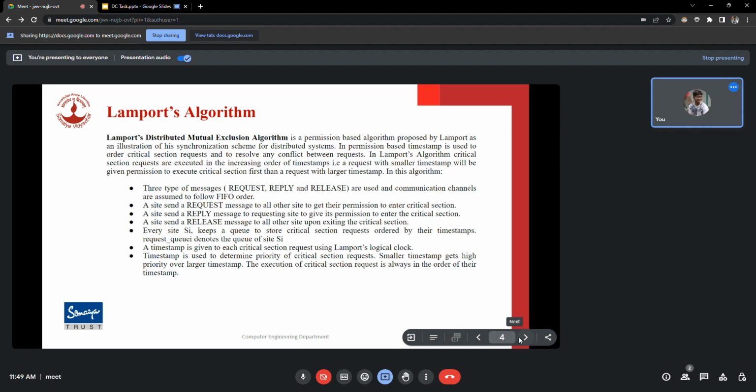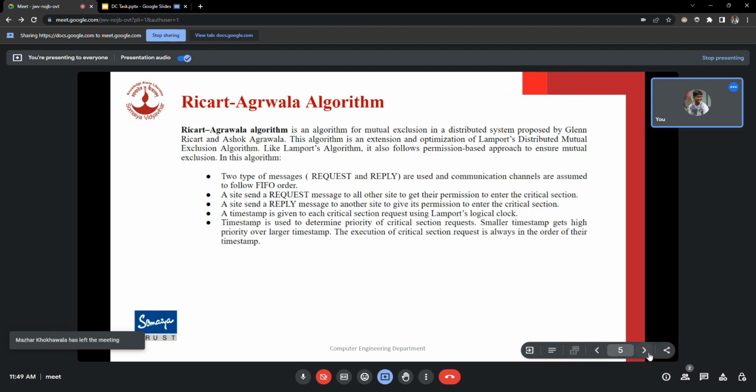Now the last one is Ricart-Agrawala algorithm. I guess Mazhar has some network issues.